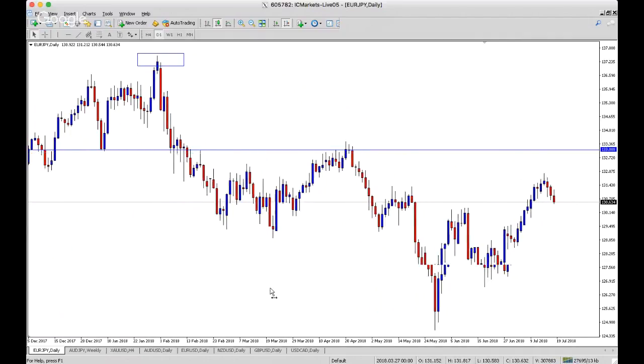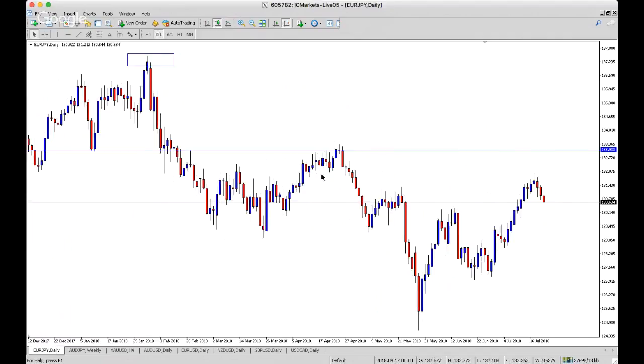And then what happens? It goes up, it goes down again. We test this previous support here, and then it goes up in a small retrace, and then goes down again. So you can see the strong move is really towards the downside. In general, towards the downside, you can see that very clearly.